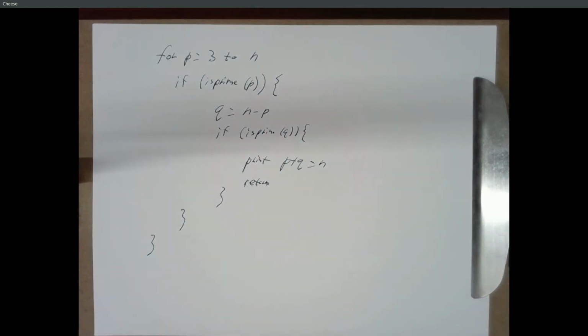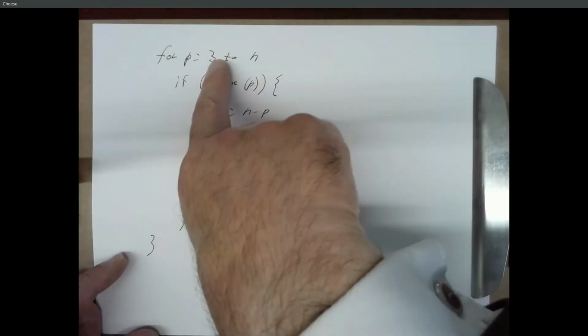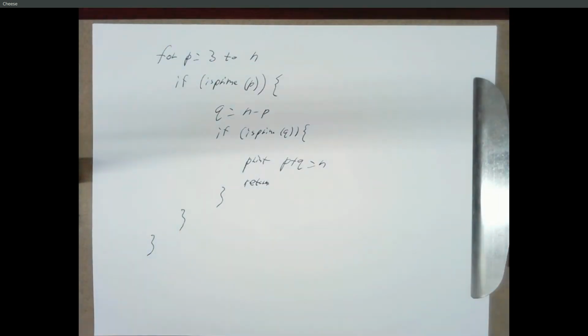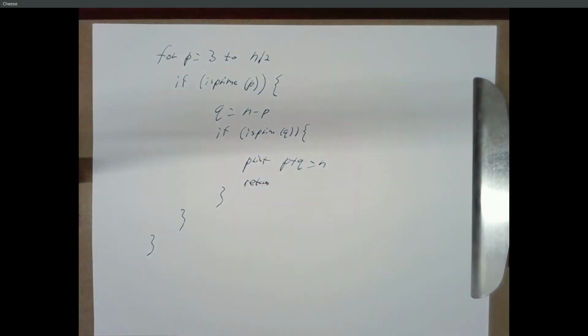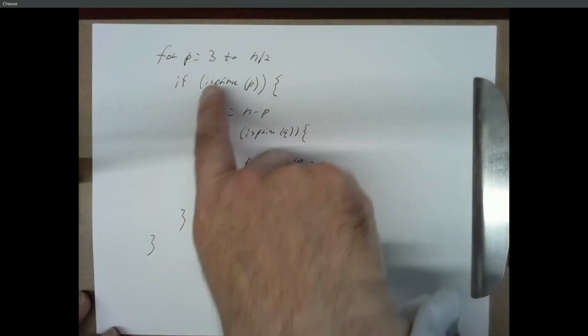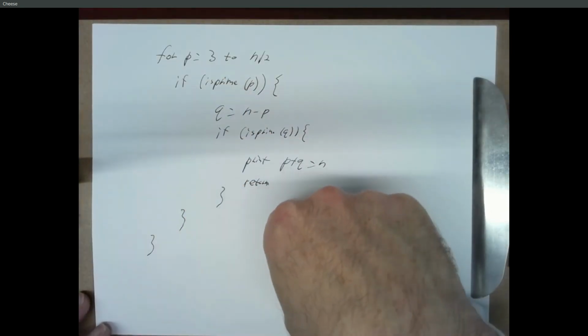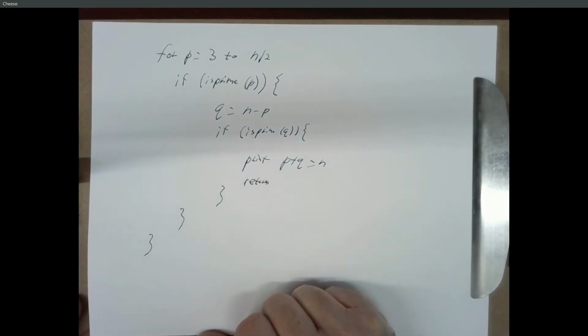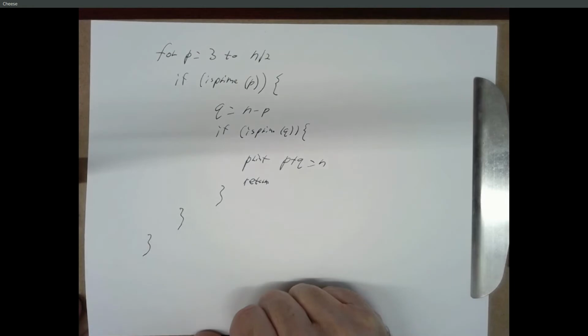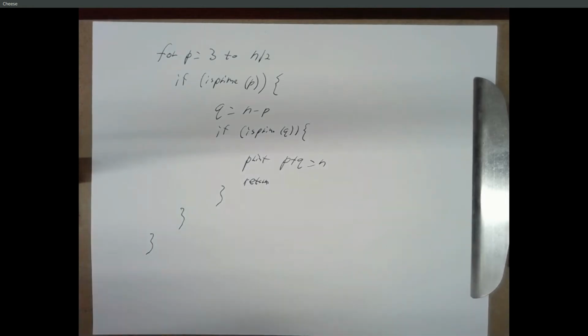So you've got a single loop here. Your first loop is going through all the odd numbers up to n over 2, incrementing p, for p equals 3 to n over 2. Can you go even less than n divided by 2? Not really, because it could be that n over 2 is the unique prime that added to itself gives you n. So it's not like square roots when we're testing.